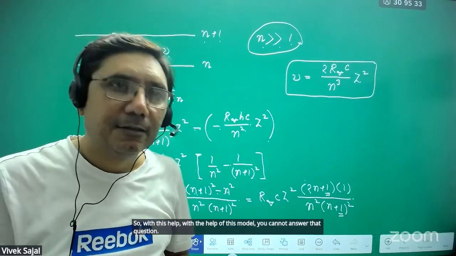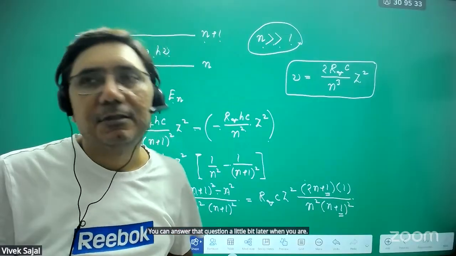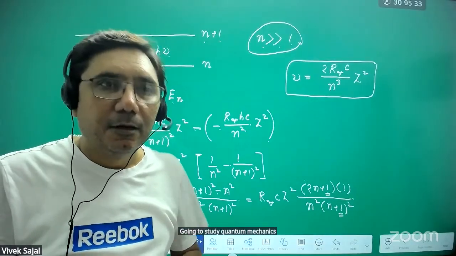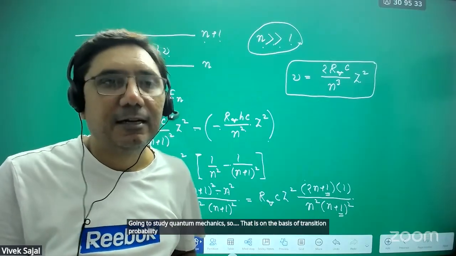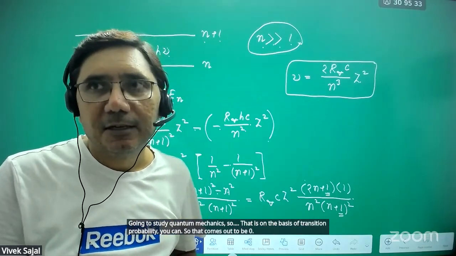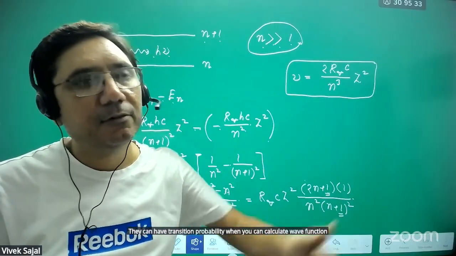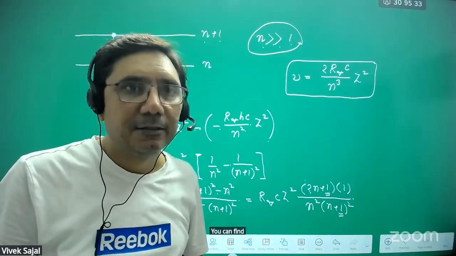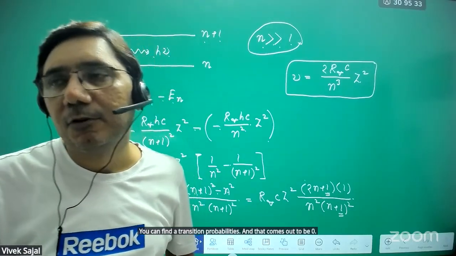You can answer that question a little later when you study quantum mechanics. So that is on the basis of transition probability. That comes out to be zero. ठीक है? So when you can calculate the wave functions, after that you can find out transition probabilities. And that comes out to be zero for this.